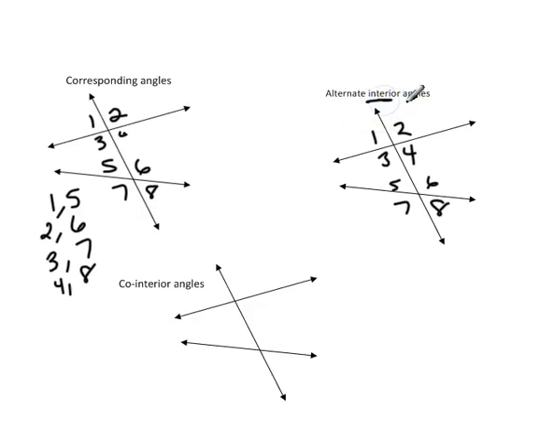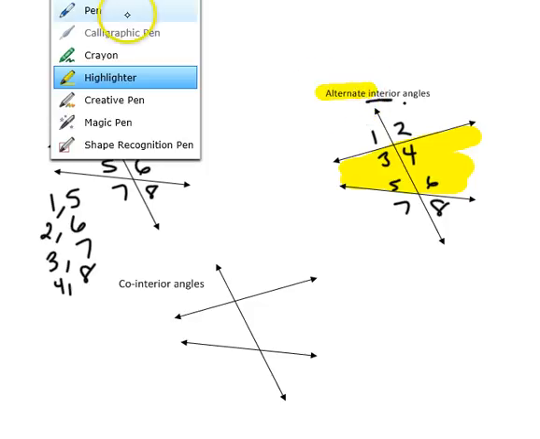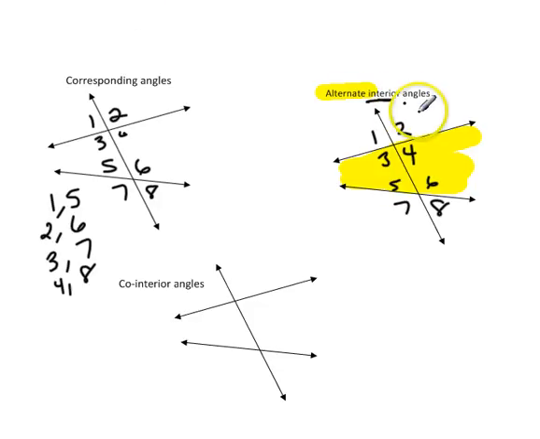When you see this word interior, we know interior means inside. So let's grab this highlighter and highlight what's inside the two lines. These angles here are what we consider our interior angles. 3, 4, 5, and 6 are interior angles. When you see the word alternate, you know that alternate means switching, and so we want angles, let's switch back to the pen, that are on alternate sides of the transversal. So angle 3 and angle 6, they're on opposite sides of the transversal, but they're both on the interior of the two lines. So they're alternate interior angles.